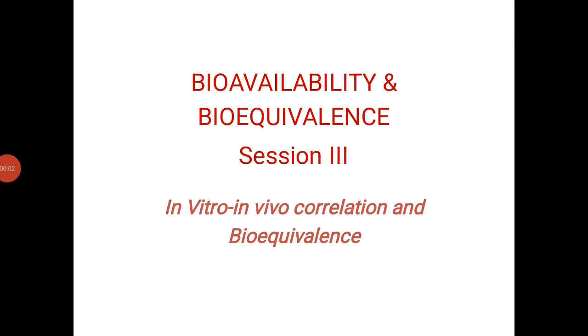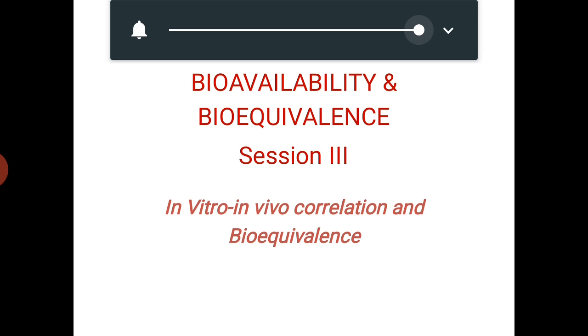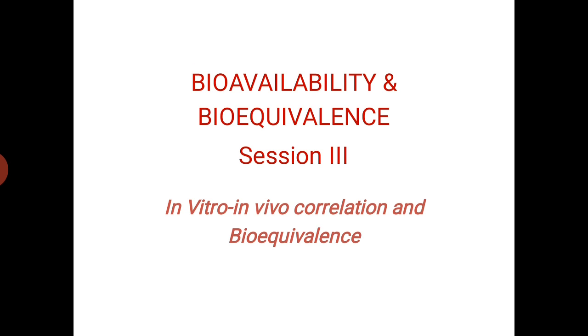Hi. So today we are going to discuss the third session of our chapter Bioavailability and Bioequivalence. In the last two sessions we discussed bioavailability as well as the dissolution criteria. So you know what is bioavailability, determination of bioavailability, and dissolution, what are the dissolution apparatus, acceptance criteria, etc. Now, in vitro, in vivo correlation and bioequivalence. These are the two things we are going to learn in this session.